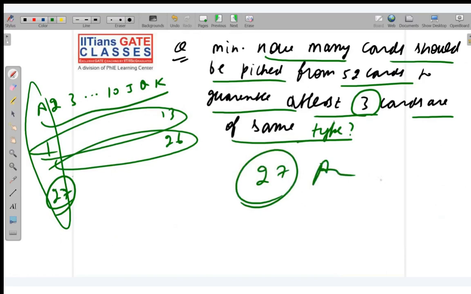Any doubt? Okay, please take a snapshot. I will jump to the next slide, and see here again we have this thing, guarantee, at least. So we will do this kind of thing and it's simply common sense. Okay, I will jump to the next slide now.